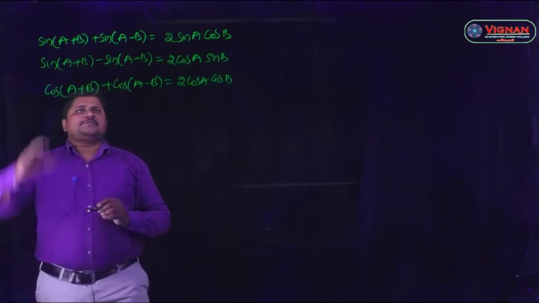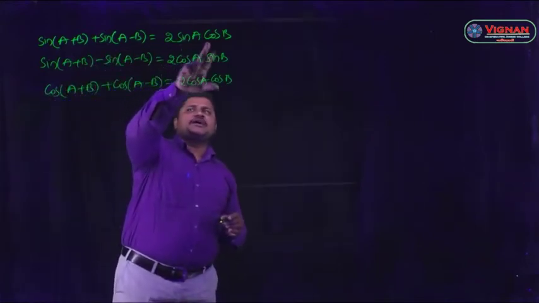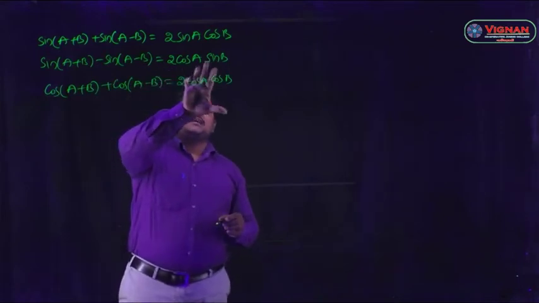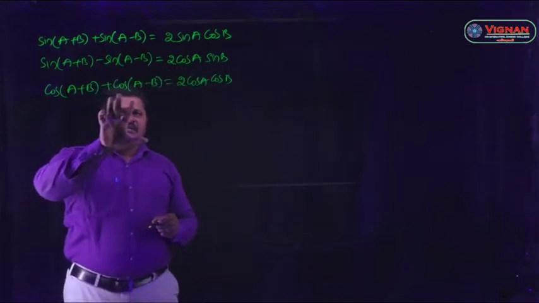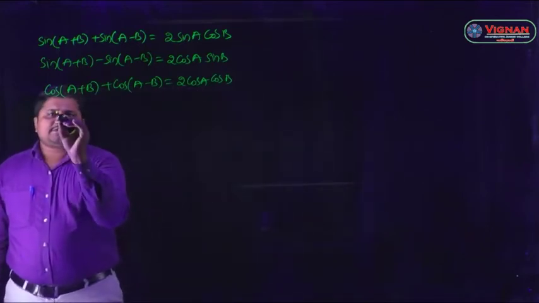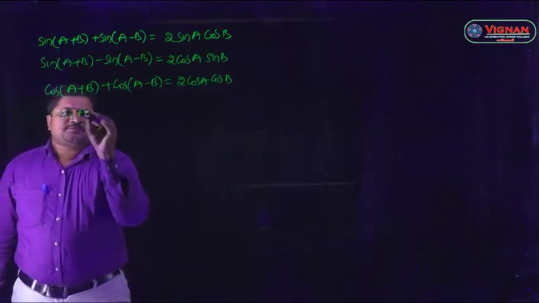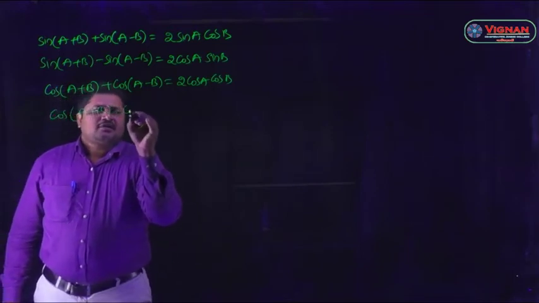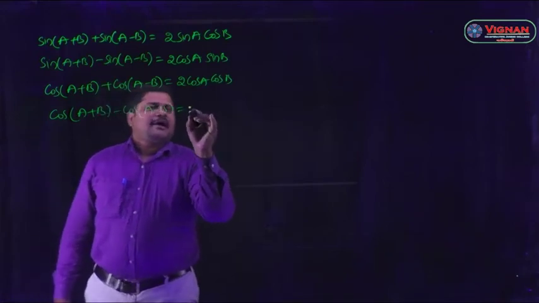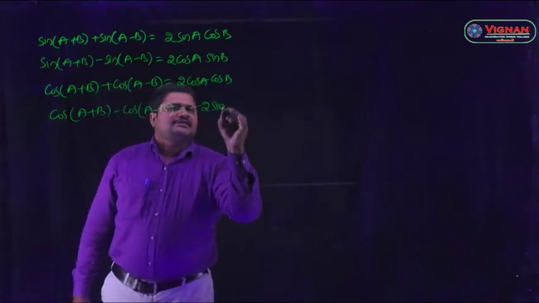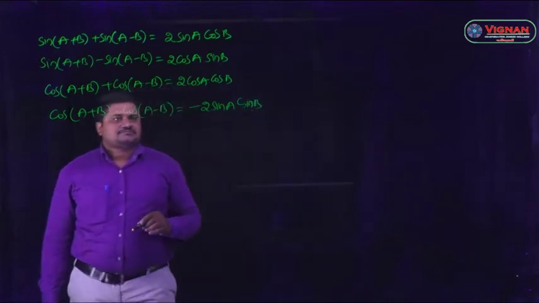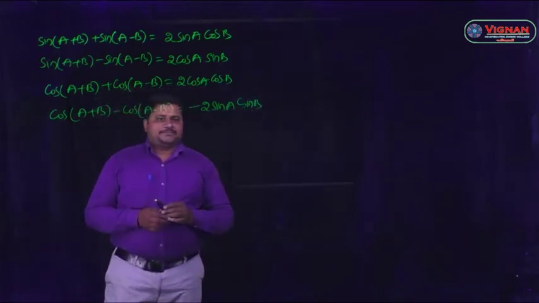Sin of a plus b plus sin of a minus b is equal to 2 sin a cos b. Sin of a plus b minus sin of a minus b is equal to 2 cos a sin b. Cos of a plus b plus cos of a minus b is equals to 2 cos a cos b. And another one is cos of a plus b minus cos of a minus b is equals to minus 2 sin a sin b. These are the four formulae.